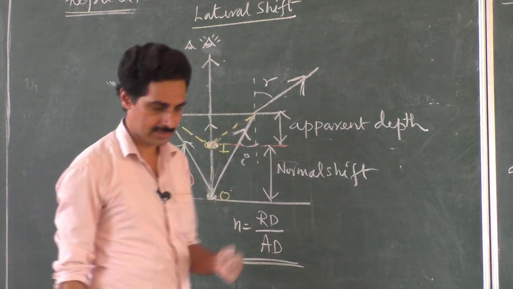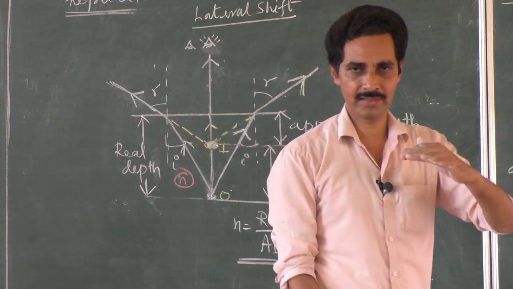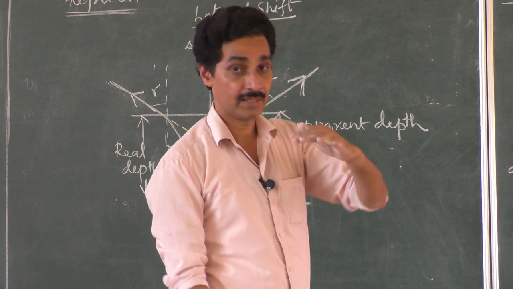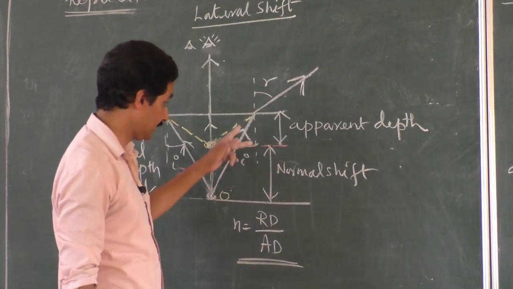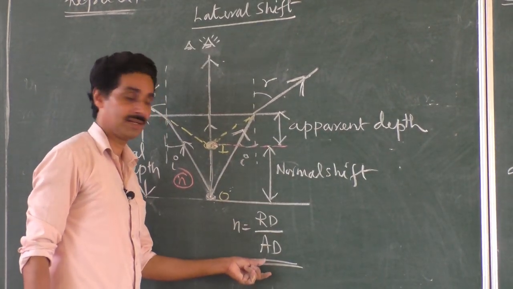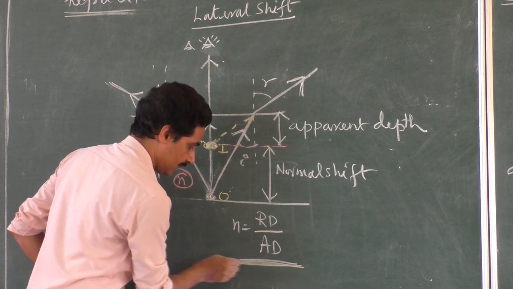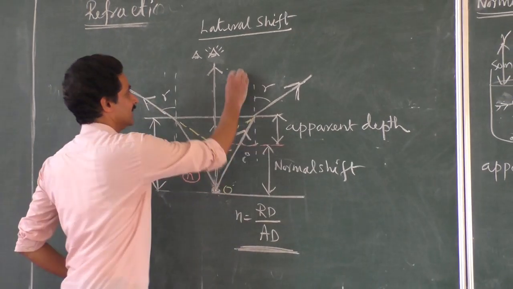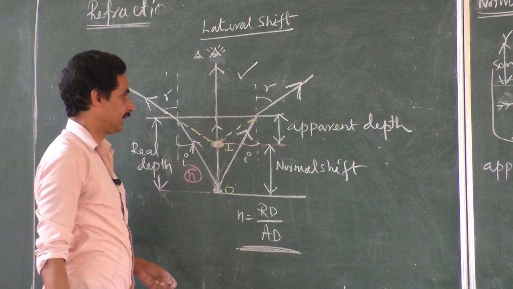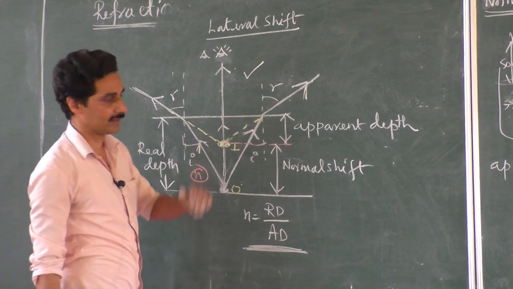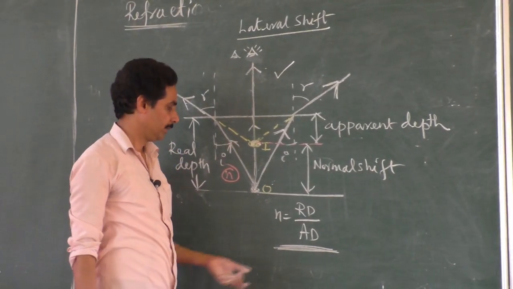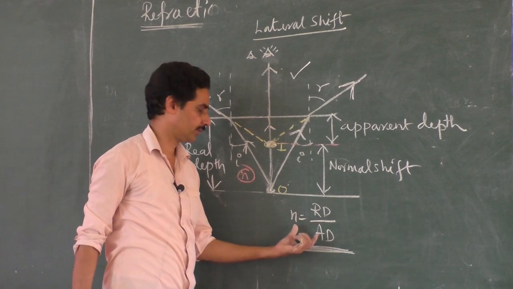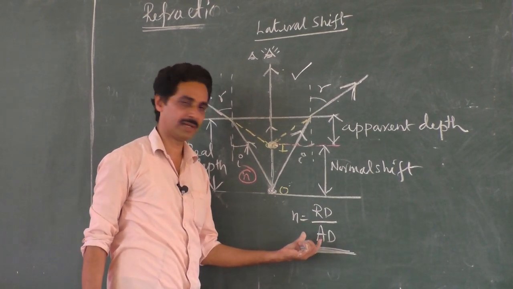What is real depth? It is the actual depth at which the object is. What is apparent depth? It is the depth at which the object is seen. So real depth by apparent depth gives the refractive index. So this formula is important, this diagram is important, and of course the lateral shift diagram is also important. But out of all, this formula is very, very important: real depth by apparent depth.